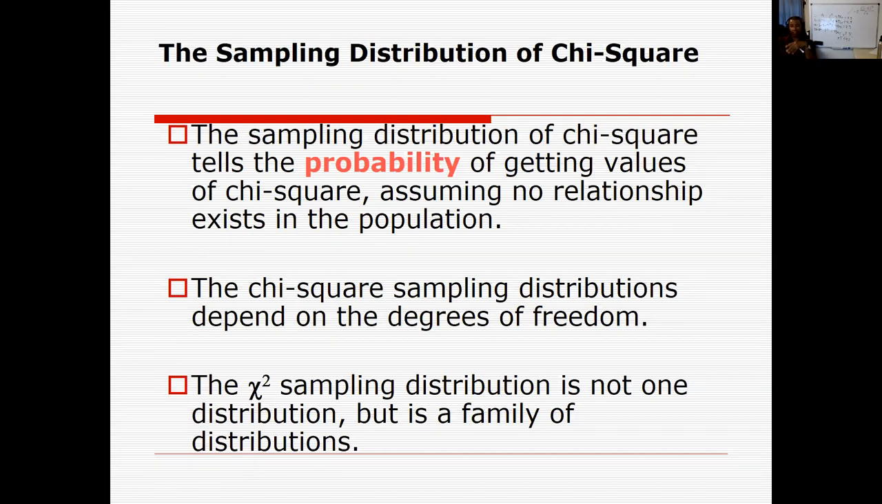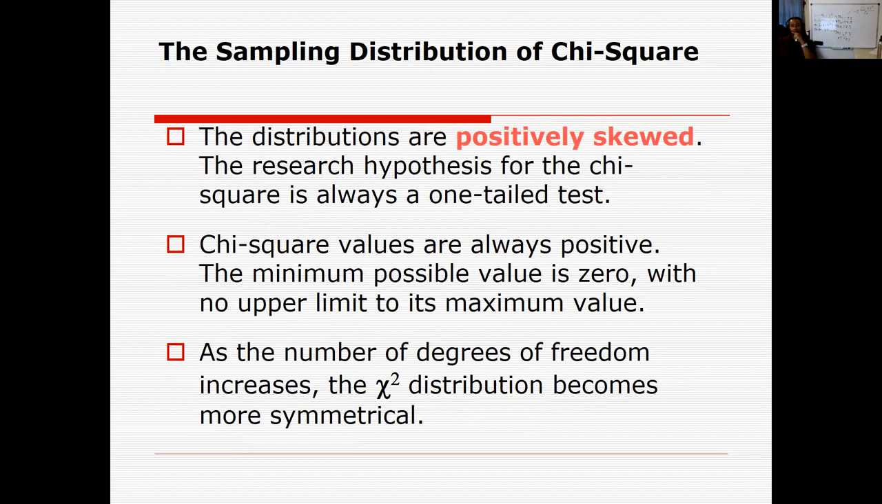It is a family of distributions, or a family of curves, that again is determined by its degrees of freedom. The chi-square distribution is always going to be a positively skewed distribution. If you remember what I said earlier, there's no mean, right? So because there's no mean, there's no below the mean. So there's no left side. There's no left-tailed test. There's no left side of the distribution in that sense. So the chi-square test is always going to be a one-tailed, right-tailed test, okay?